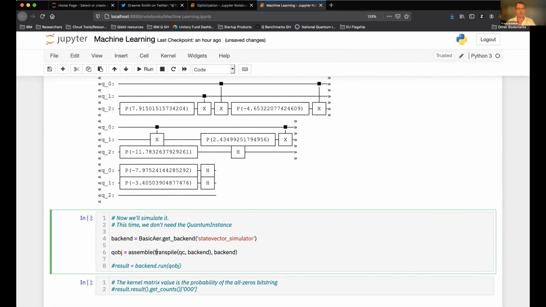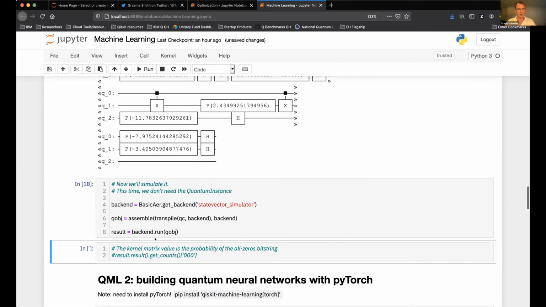But essentially what I'm doing is I'm transpiling this circuit to the backend. That is, I'm saying, okay, my circuit has these gates, maybe my backend, my simulator, speaks natively these other gates. So I've got to do some gate rewriting. And then what this assemble step is doing is it's packaging up that circuit in something that we call a quantum object. And then in order to get a result, I just take my backend and I run that quantum object. So, okay, cool. That ran successfully.